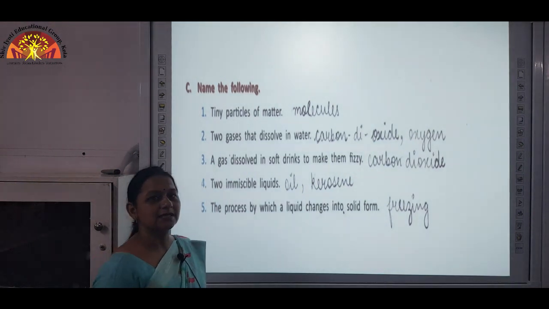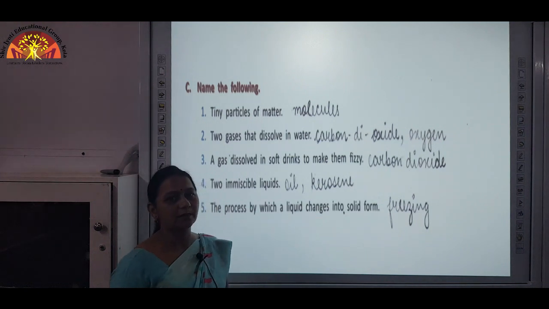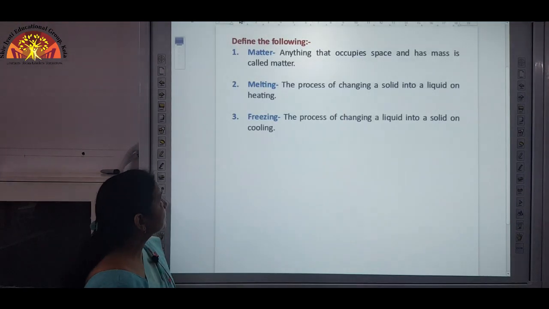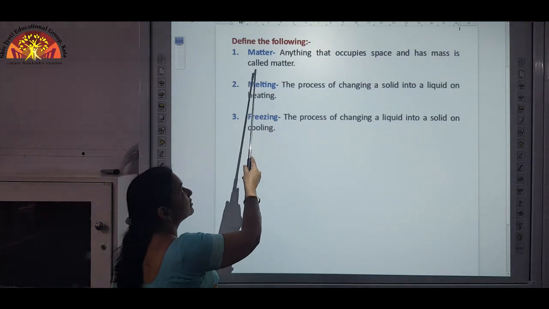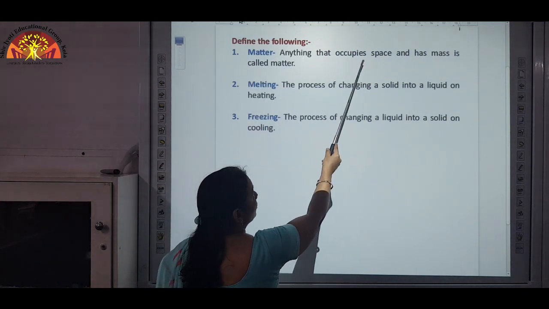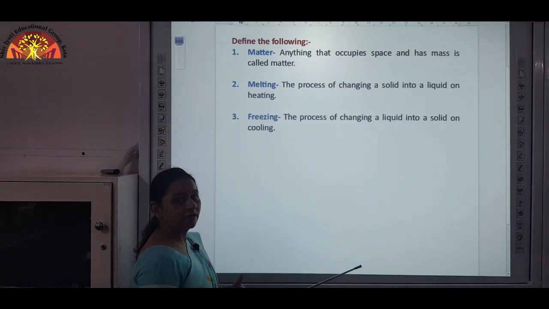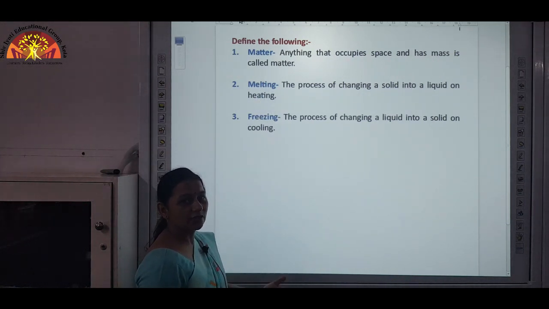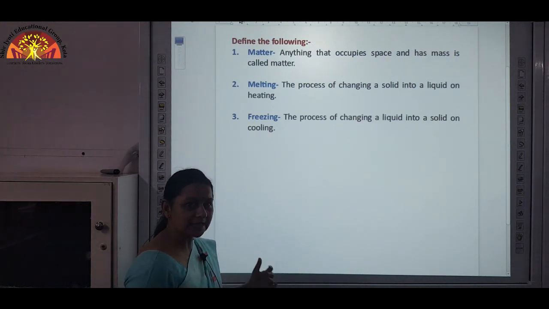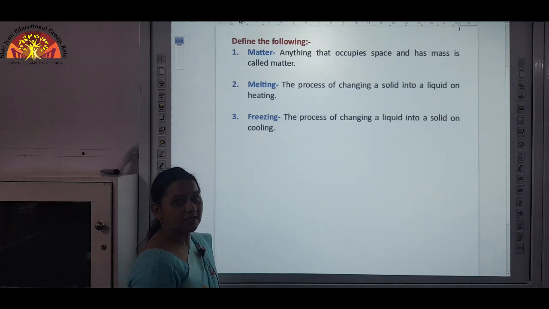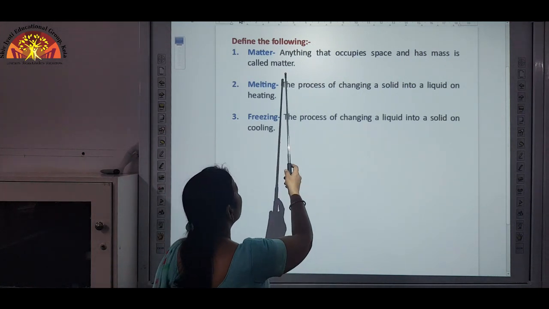Now, we will be discussing the copy work, that is question and answers of the same chapter number 4. Next are the definitions. The important definitions of this chapter are: the first one, matter. Anything that occupies space and has mass is called matter. Everything around you is matter. Your pencil box, your books, all these are matter because they occupy space and they have weight. So, anything that occupies space and has mass is called matter.